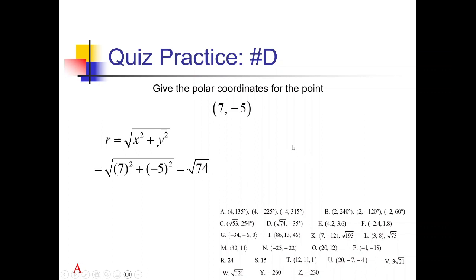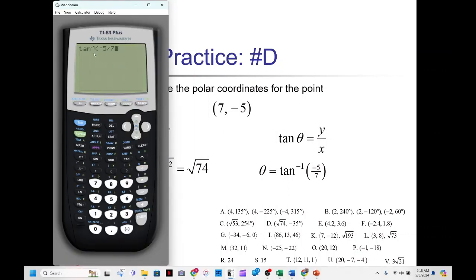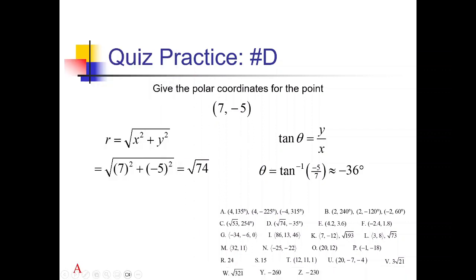Next up, just like before, we know the tan of my angle that I'm missing is y over x. So I need inverse tan of negative 5 over 7. Let me run that on the calculator. So plugging all that in on the calculator, again in degrees mode, this is going to give me negative 35.5 and change. So let me call that negative 36 degrees.